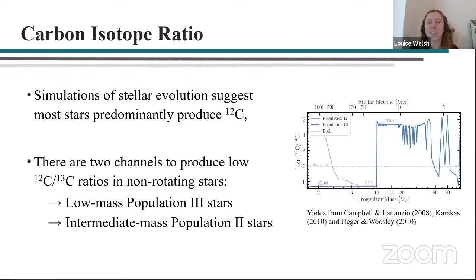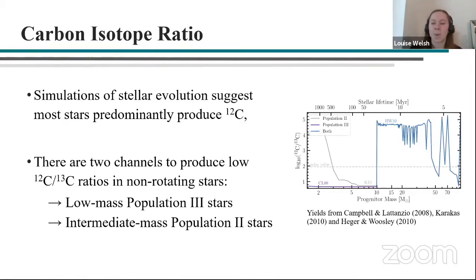And that's because simulations of stellar evolution show that most stars are predominantly going to produce carbon-12. So in this plot here, I'm just showing the log of the number abundance ratio of these 2 isotopes as a function of the progenitor mass. And you can see that there are only 2 channels where we expect to produce low carbon-12 to carbon-13 ratios. And these come from either low mass population 3 stars that I'm showing here in purple, or intermediate mass population 2 stars that I'm showing here in gray.